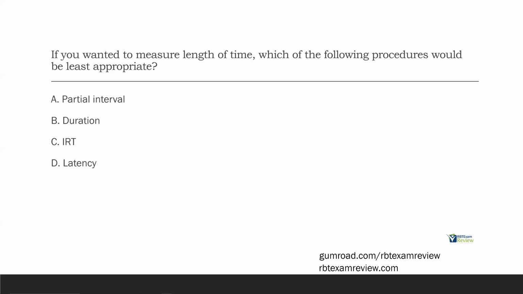What about things like partial interval and whole interval? Well, with partial interval and whole interval, we're still measuring responses, right? We're not measuring time. We're using intervals, which are time, but we're not measuring how long a response is occurring, right? We're measuring if it occurs or not. So partial and whole interval are out as well. Leaves us with things like duration, IRT, latency. Duration, of course, is the length of time, right? How much time has passed. IRT, also a length of time, the time in between two behaviors. Latency, again, length of time, time in between the SD and the response.